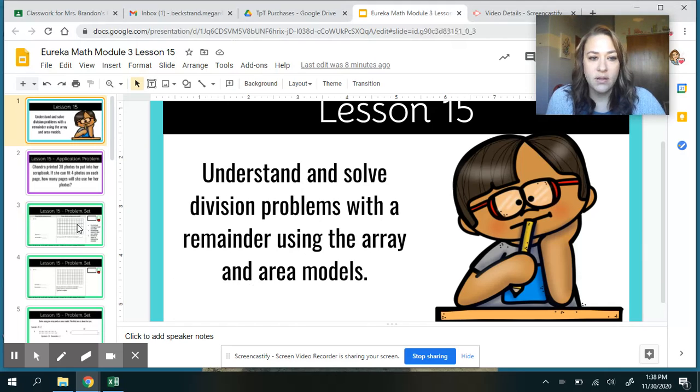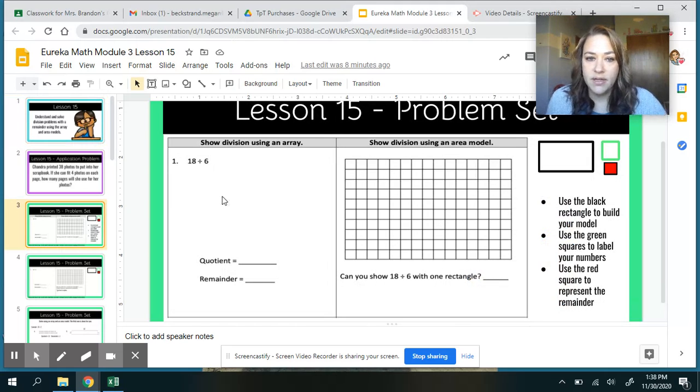All right. So here we are. We are going to first do it with an array, which is going to look like what we did last time. And then this is the area model. So area model we used for area and perimeter. We used it for multiplication. And now we're going to use it for division as well.